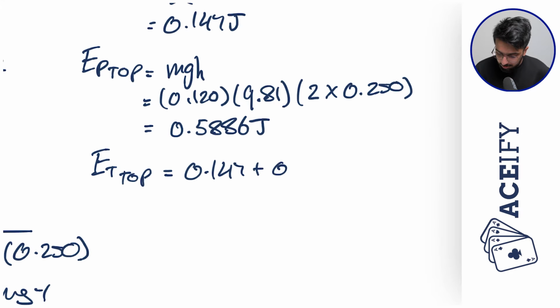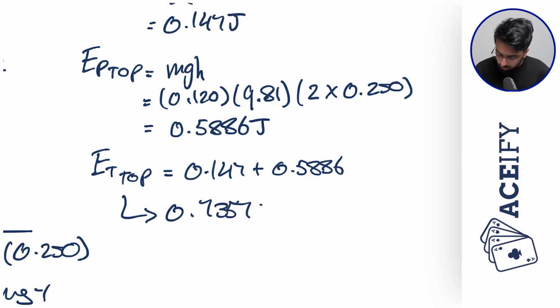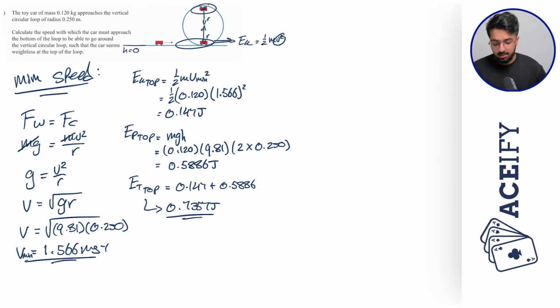Therefore the total energy at the top is equal to 0.147 plus 0.5886, and that gives us a total energy at the top of 0.7357 joules, okay?